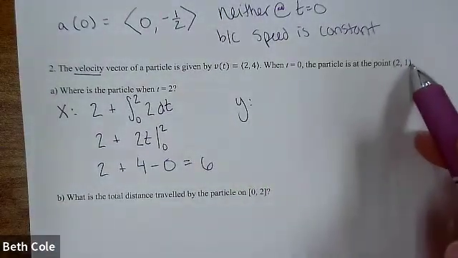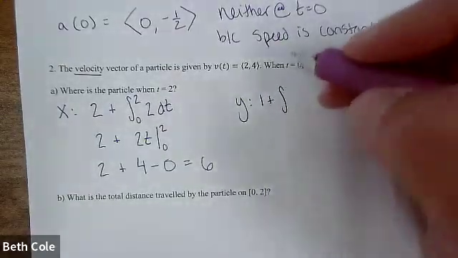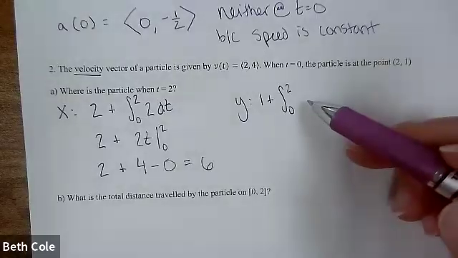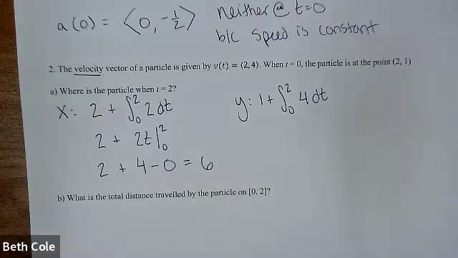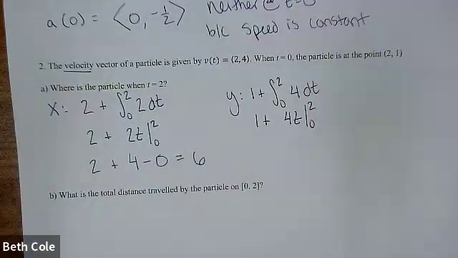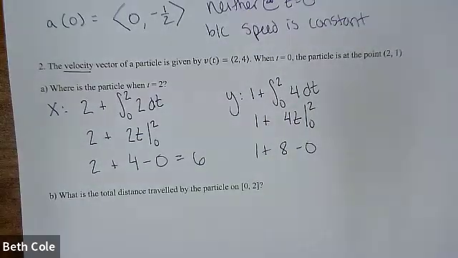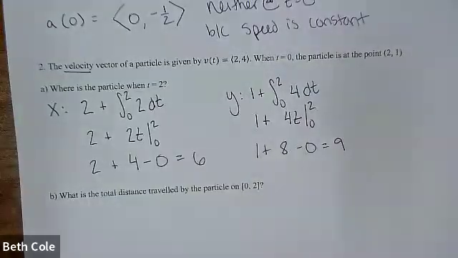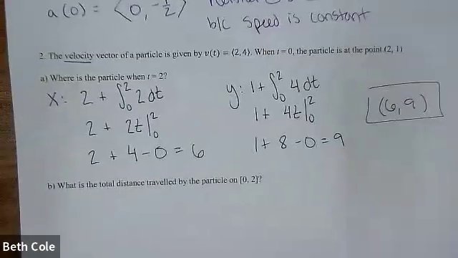What was our initial condition for y? 1 plus integral where to where? 0 to 2. And then your velocity for y is 4. And we're just going to go through and do the exact same process with different numbers in it. So 1 plus 4t such that 0 to 2. And you're going to do upper minus lower, which would be 8 minus 0. And so 9. So your coordinate at t equals 2 is (6, 9). So you do each dimension separately, the x dimension and the y dimension.